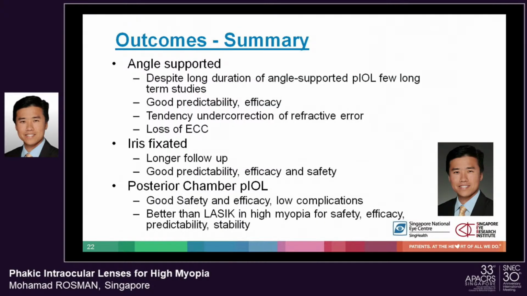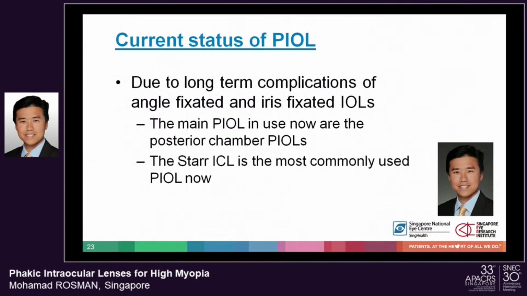The outcomes are good, however, for the angle supported, there's a loss of endothelial cell count and therefore it is no longer being used nowadays. Iris fixated has longer follow-up and good predictability, however it does cause pupil ovalization and requires a larger wound. Currently, posterior chamber lenses are more popular because they have good safety and efficacy with lower complication rate. Due to the long-term complications of angle fixated and iris fixated lenses, the main phakic intraocular lenses used are the posterior chamber lenses, and the STAAR ICL is the most commonly used now.